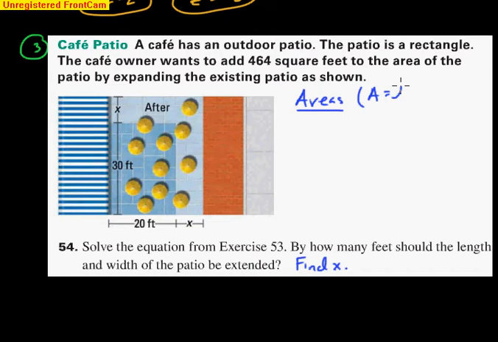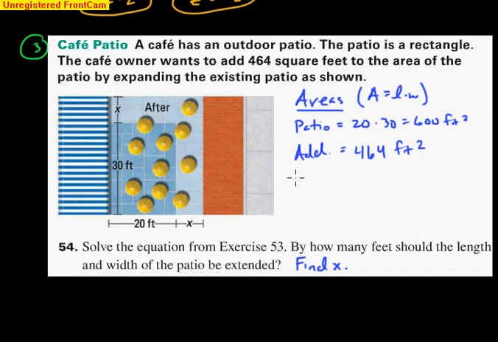Area is length times width. So, first of all, what was the original patio's area? The patio was 20 by 30. That's 600 feet squared. Okay, so the additional space they want to add is 464 feet squared.